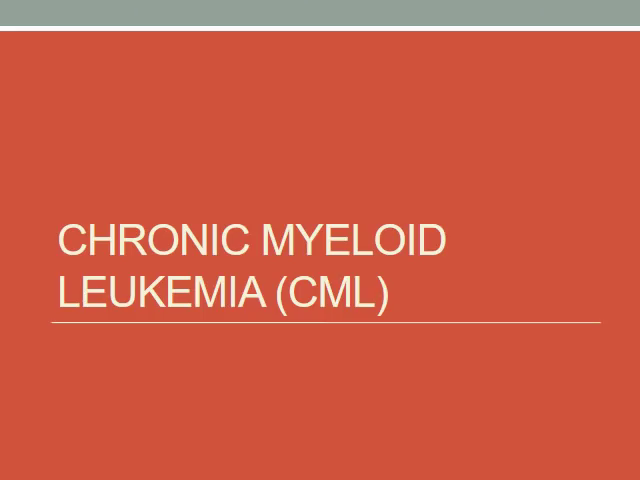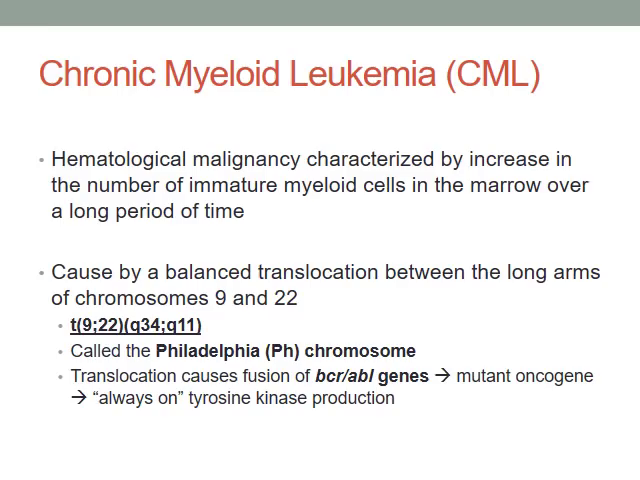Chronic myeloid leukemia, or chronic myelogenous leukemia, also called CML. Chronic myeloid leukemia is a malignancy which involves the production of immature myeloid cells from the marrow. Unlike AML, CML occurs over a long period of time and has a very slow onset. It can be very insidious and have less obvious symptoms.